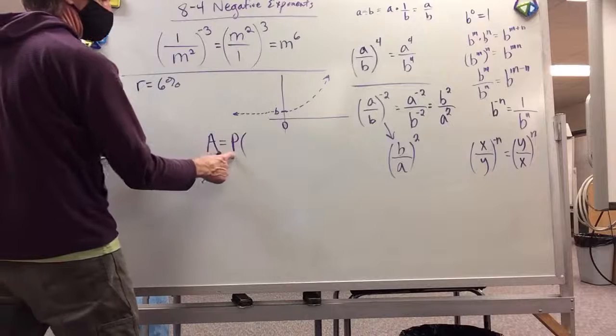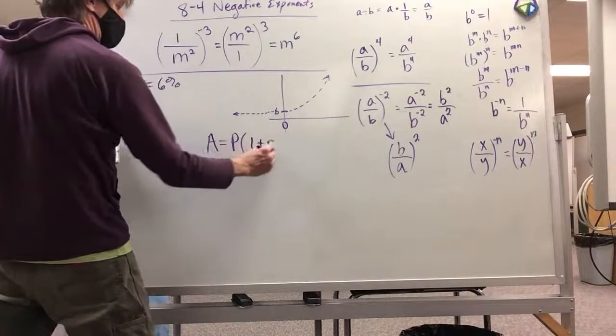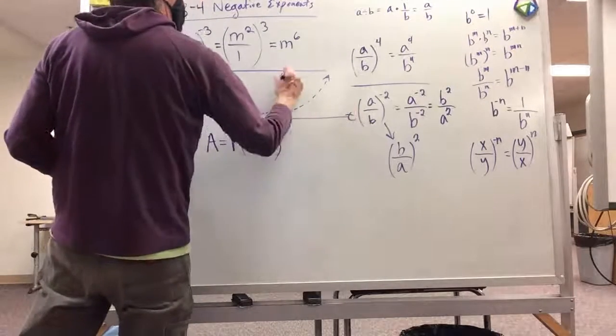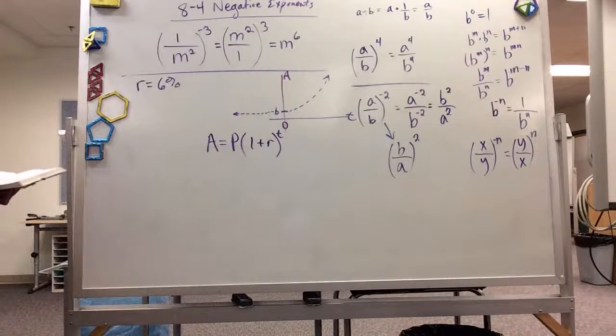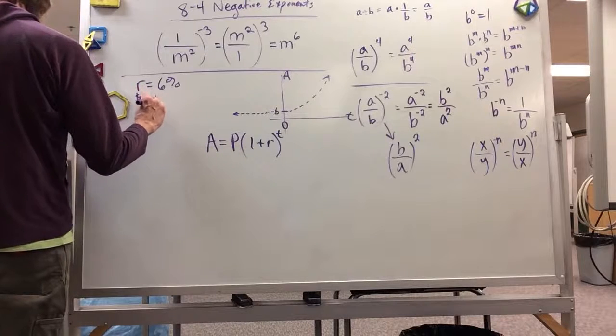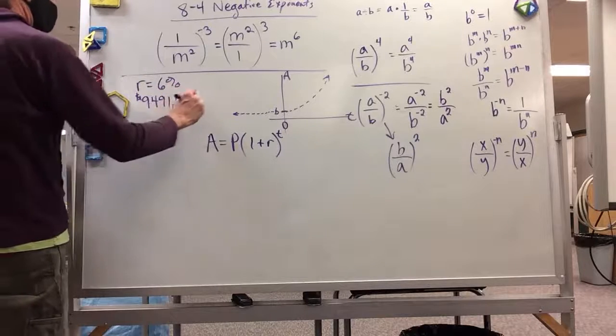This is the amount you get, that's your principal times 1 plus r, to the t. So this is t years, and this is the amount of money you get. And then they say you got 9491.49. That's what he has now, after 10 years.